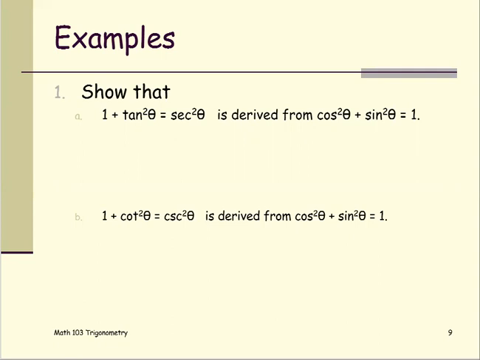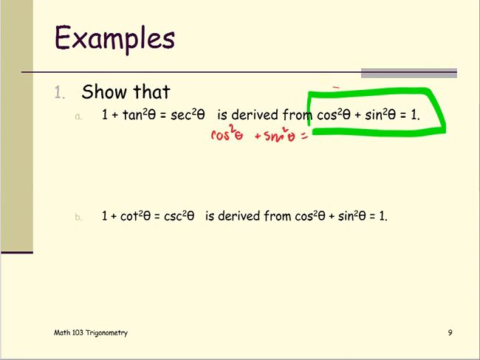Examples. Number 1, we're going to show that part A, 1 plus tangent squared theta equals secant squared theta, is derived from the Pythagorean identity in the form of cosine squared theta plus sine squared theta equals 1. We're going to work on writing the Pythagorean identity cosine squared theta plus sine squared theta equals 1.